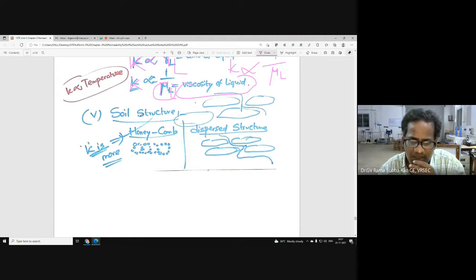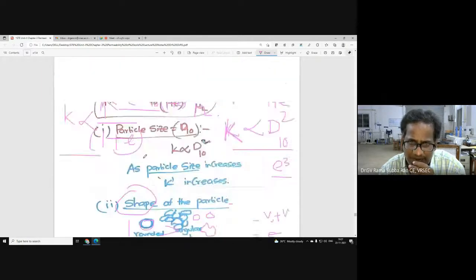And one more is soil structure. As you know, we have two types of structure. One is honeycomb structure, and the other is dispersed structure. In dispersed structure, it takes a long time for flow to occur. Because the particles are dispersed, the length of the flow will be more. That's why permeability is less. So in case of dispersed structures, permeability will be reduced, whereas in honeycomb structure, permeability is more.